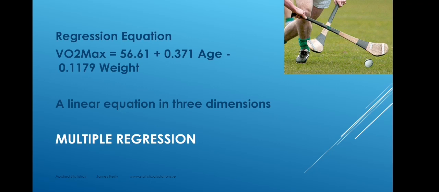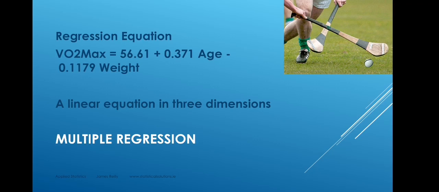The regression equation is quite familiar in its format. Instead of a plus bx, it's a plus b1 times x1 plus b2 times x2. So we have an equation here, which is a linear equation. That is, there are no squared terms or cross terms. And a linear equation in 3 dimensions like this represents a plane rather than a line. So it's not so simple to represent it visually on a graph.